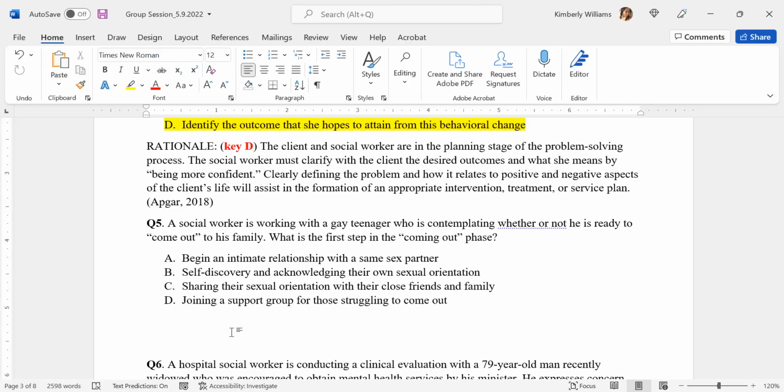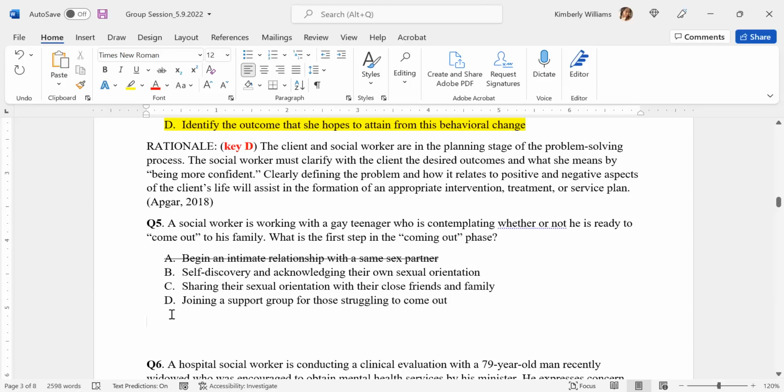A, begin an intimate relationship with a same-sex partner. Is A the first step in the coming out phase? Scratch. All right. Go ahead, Miss Bridget. B, self-discovery and acknowledging their own sexual orientation. I would pause. Anybody else say scratch? I would say pause. Okay. All right, go ahead, Miss Bridget.